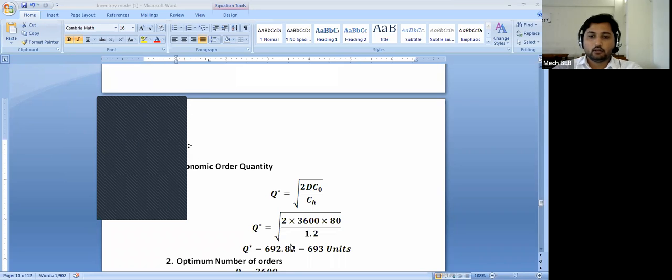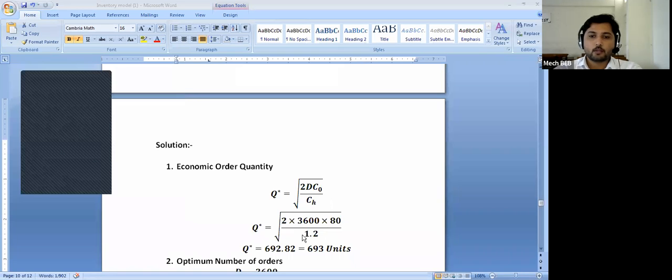Now for Q star we have to consider the full value. The product will not be in decimal points; we have to dispatch the complete product only. For that reason, Q star should be taken as a complete value. So instead of 692.82, we can consider 693 units.